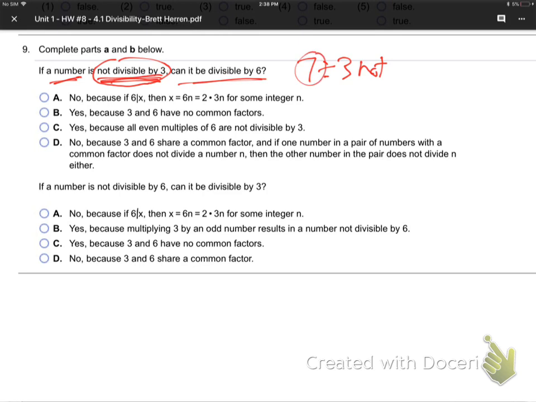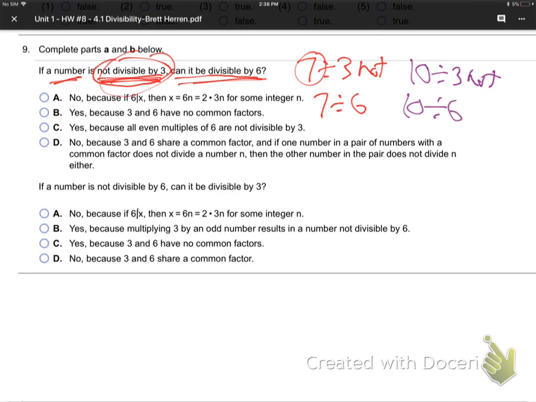So 7 is a number not divisible by 3. Can it be divisible by 6? Is that divisible by 6? No, not this time. But is that always going to work? What do you think? You can try another one. What's another number not divisible by 3? How about 10? 10 doesn't go in evenly. So is it divisible by 6?